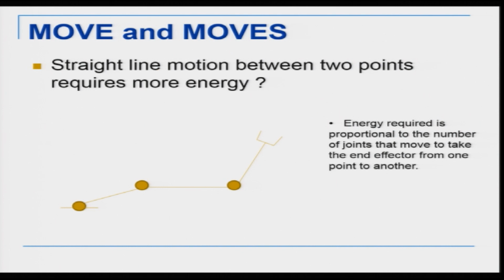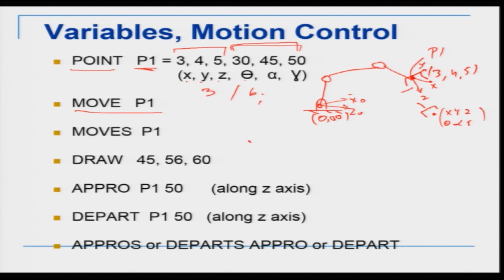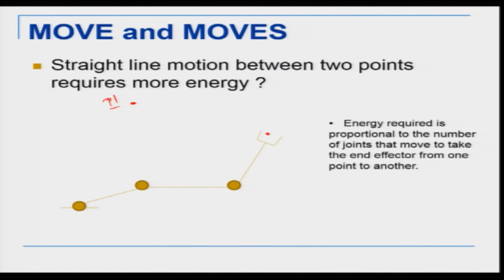Now, let us look at this example. I am here, I want to go to this point P1. P1 is already taught, the coordinates of the point have been given in the earlier case as here. So, we know the coordinates of the point P1. Now, I want to go from here to here.